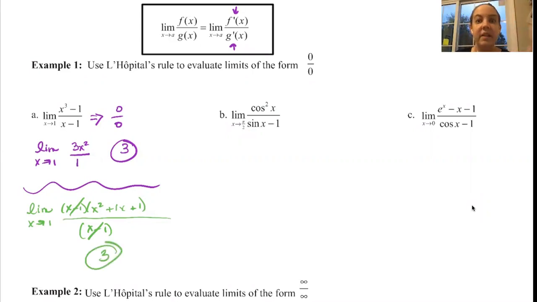But L'Hopital saves us a lot of time, obviously. And when you see a limit problem on the AP exam, it's most likely this is the definition, or you got to use L'Hopital in some way.